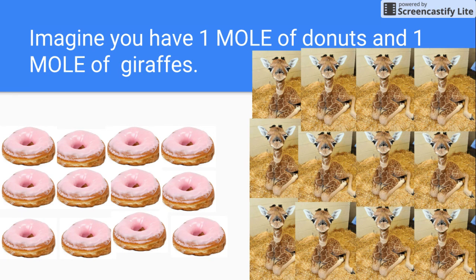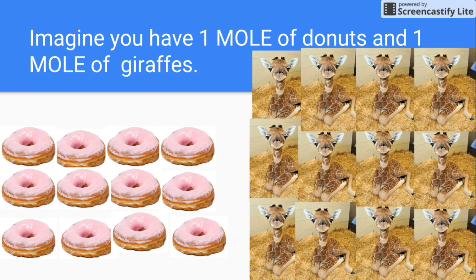Now, let me ask you a different question. How are these two things different? How is my 1 mole of donuts different from my 1 mole of giraffes? Hopefully you said size or mass, okay? 1 donut does not weigh the same amount as 1 giraffe. So even though I have the same amount of things, their masses are different.